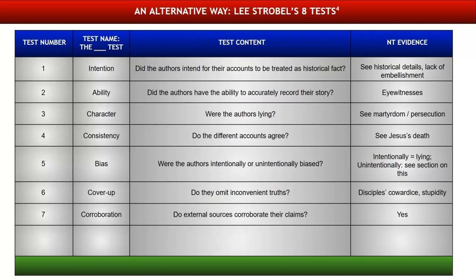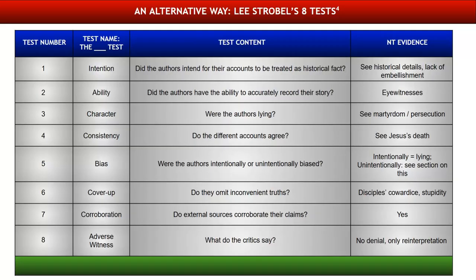Test number 7 is called the corroboration test and asks, do external sources corroborate their claims? Yes. In step 1, we explained how the major events of Jesus' ministry are corroborated by secular sources. Test number 8 is the most difficult test to pass and is called the adverse witness test. It asks, what did the critics say? Because if anyone is going to deny it, it would be the critics, right?